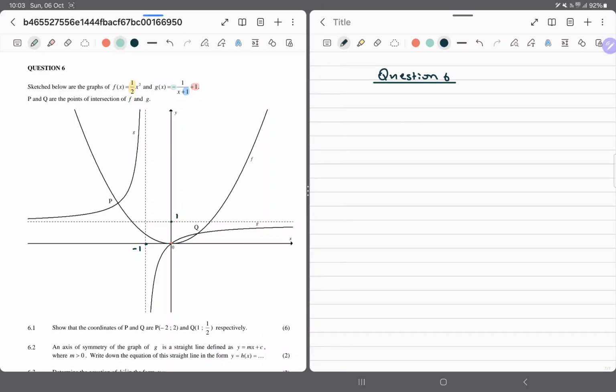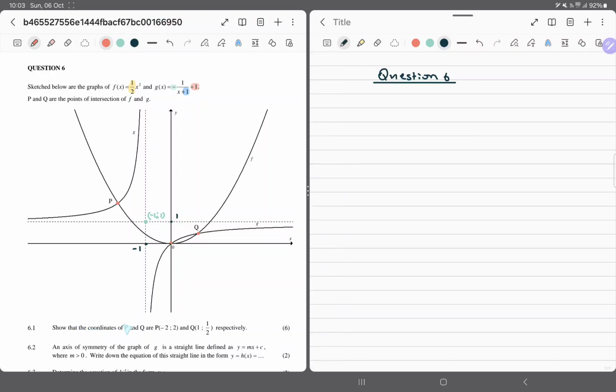And where do these asymptotes meet? They meet at this point. So that point is given by minus 1 and 1. And it's literally the center of our hyperbola. Okay, now P and Q are points of intersection of f and g. Alright, so we can see them. Even at the origin, they still intersect. Okay, so not a problem.